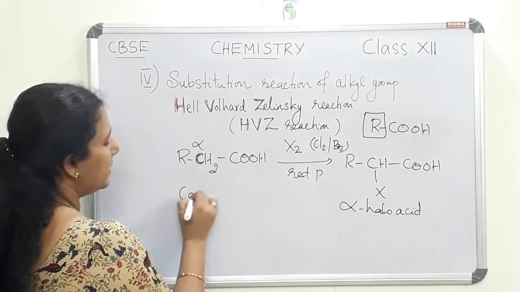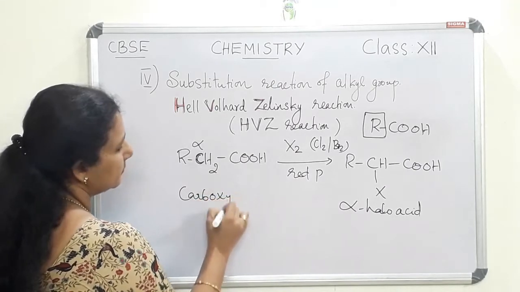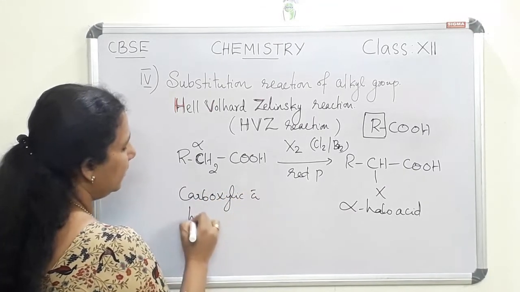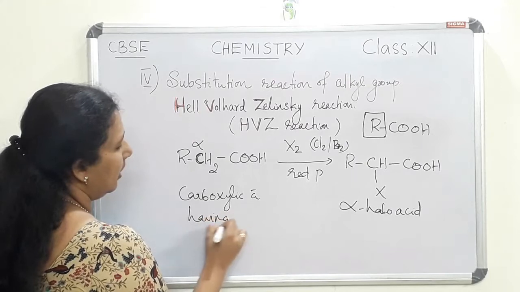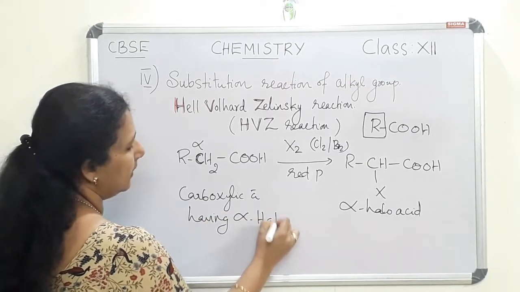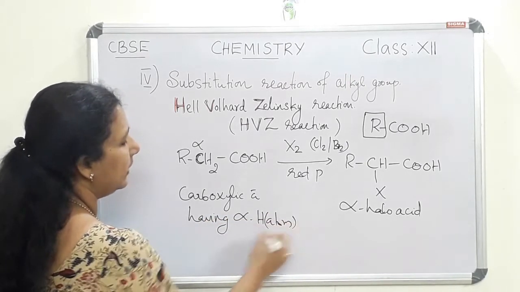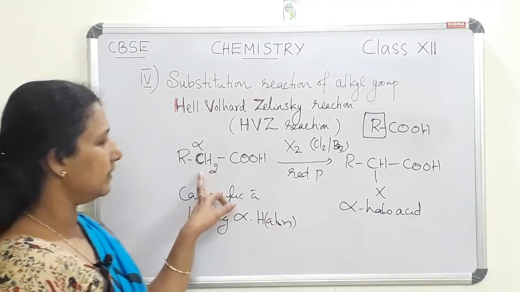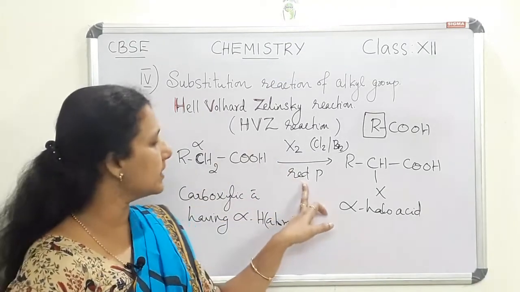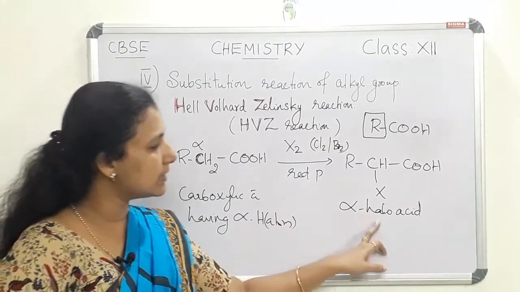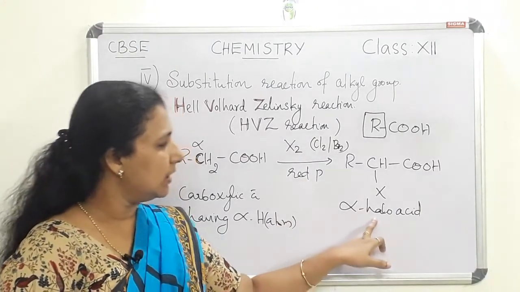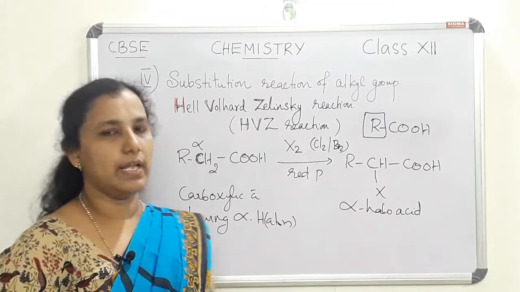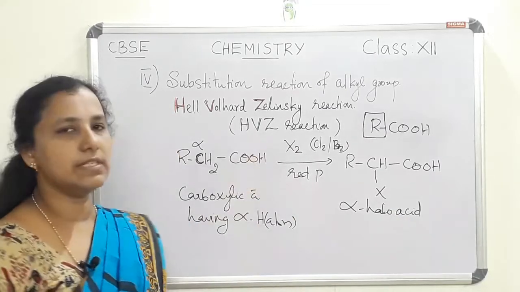So a carboxylic acid having an alpha hydrogen atom, when halogenated in presence of red phosphorus, produces an alpha halo acid. So this is known as the HVZ reaction.